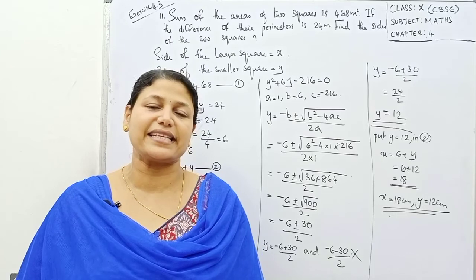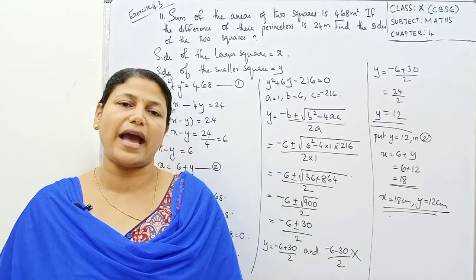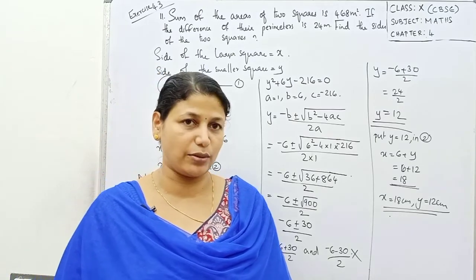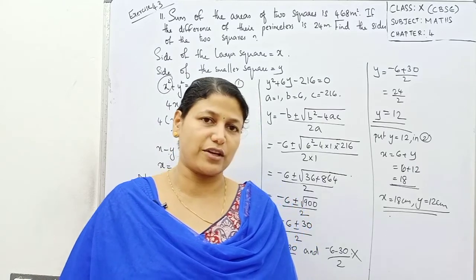So we have completed exercise 4.3. In that we have studied the quadratic formula, which is x equal to negative b plus or minus root of b square minus 4ac by 2a.